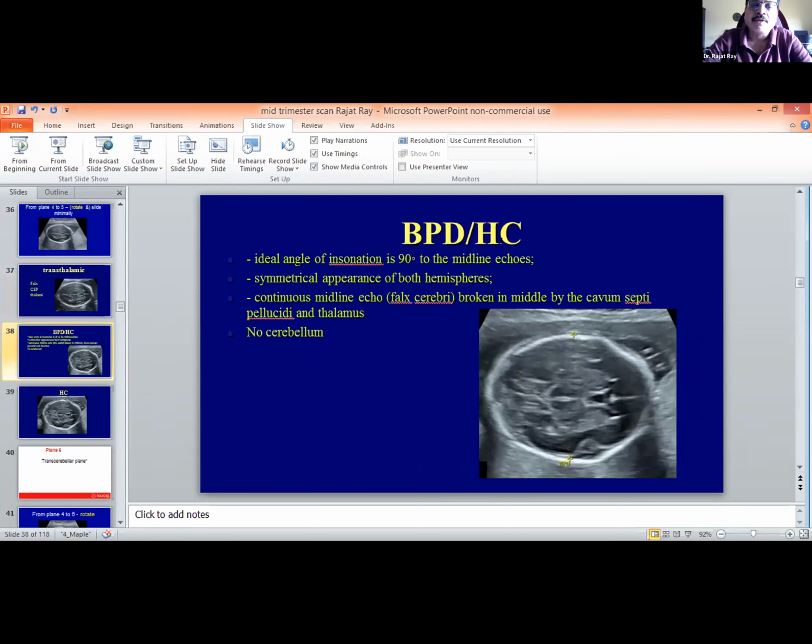You measure the BPD and HC at this level. The ideal angle of insonation is 90 degrees to the midline echoes. When you are measuring the BPD or head circumference, this should be in the midline, at 90 degrees to the beam. Symmetrical appearance of both hemispheres. Continuous midline echo of the falx is broken in the middle by the cavum septum pellucidum and thalamus. And you are not seeing the cerebellum in this picture. So it is a proper transthalamic plane.